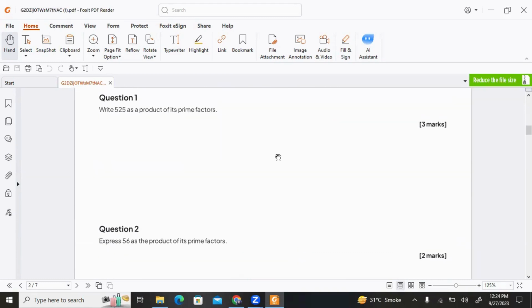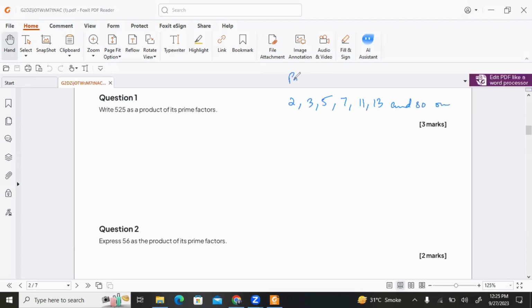So question number one says, write 525 as the product of its prime factors. First things first, you need to understand what a prime number or a prime factor is. A prime number is a number which is divisible by itself or 1. So examples of prime numbers are 2, 3, 5, 7, 11, and so on.